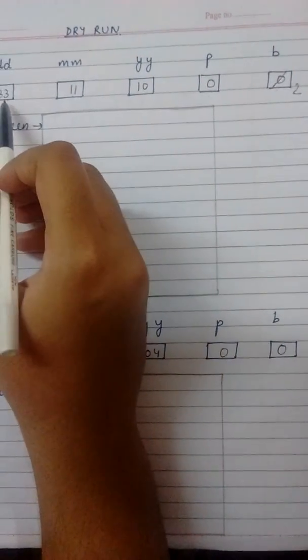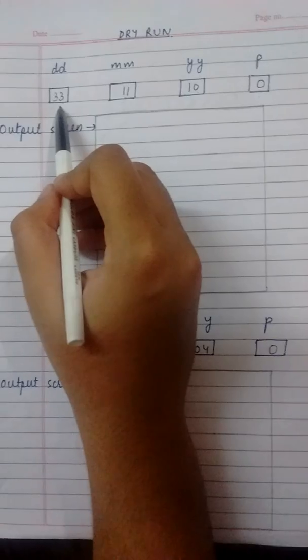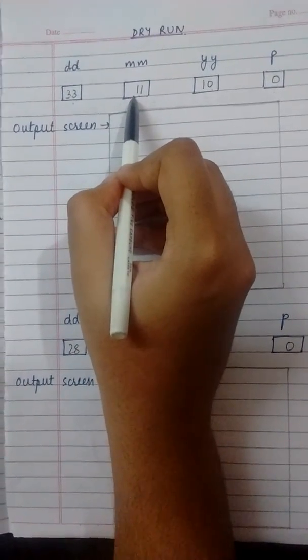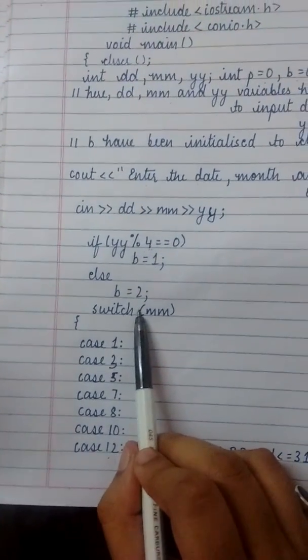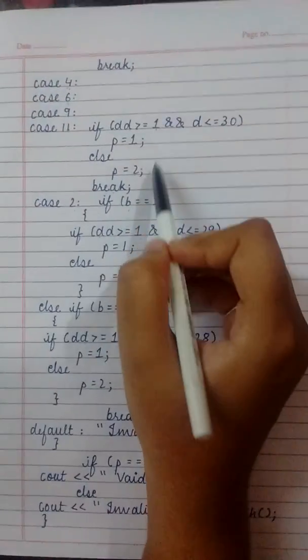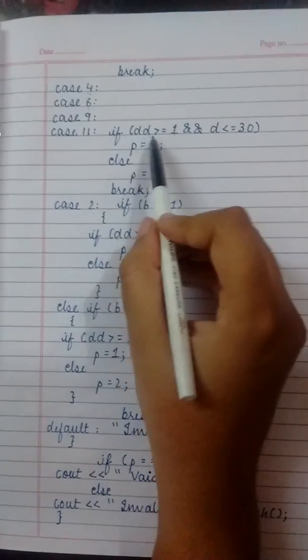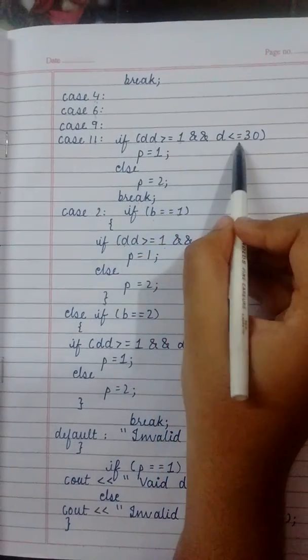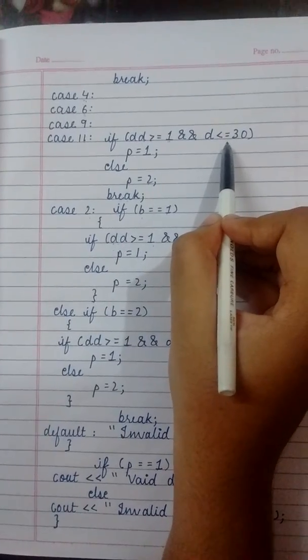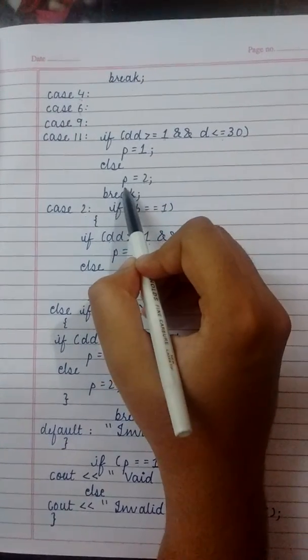Now we will check for the date. Date entered by the user is 33. Okay, let us see for the month first. We will see in the switch statement the month entered by the user is 11. So let us see where the case 11 is. Here is the case 11. So this set of statements will get executed. The date is varying between 1 and 30? No, because the user has input a value of 33 in the date. Therefore, p will have a value 2.